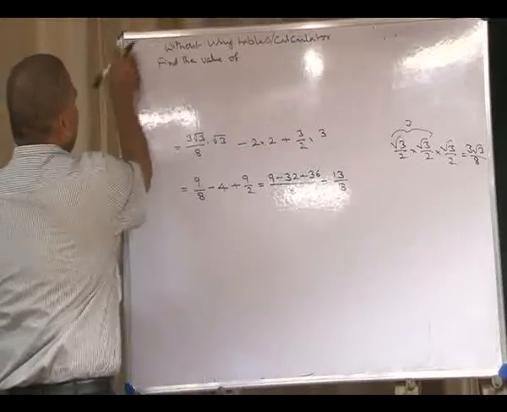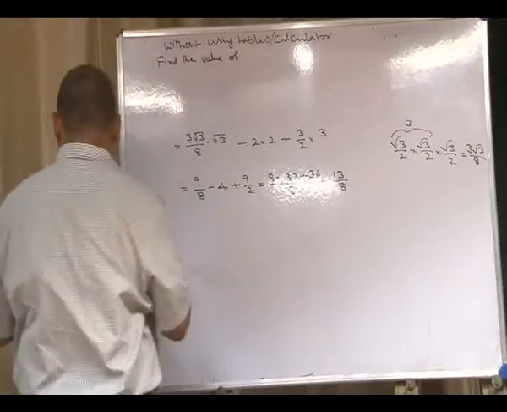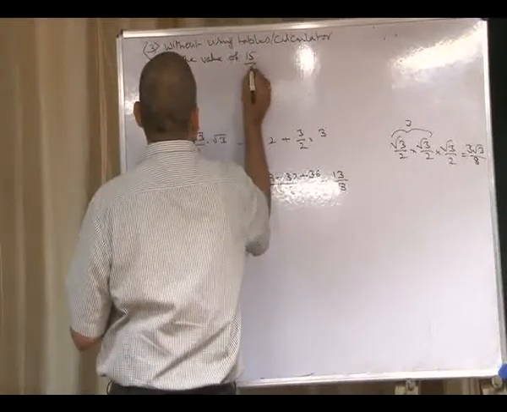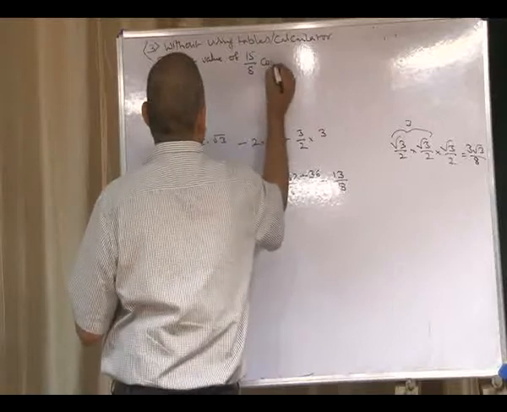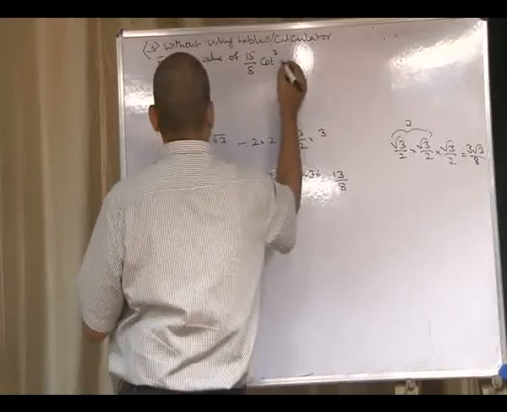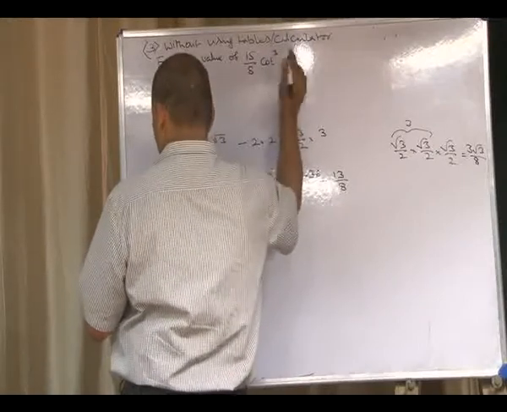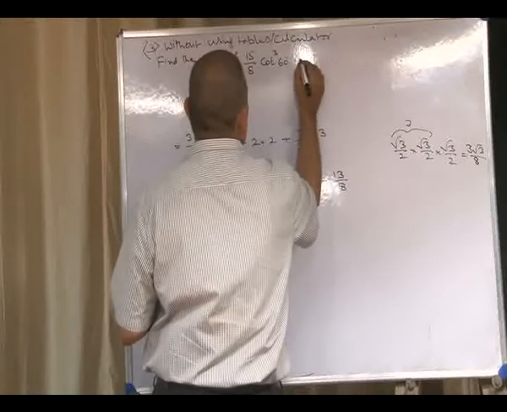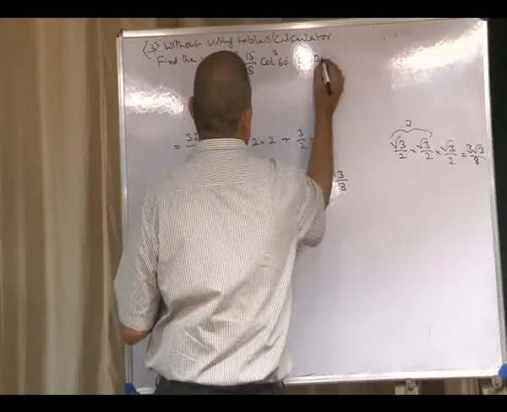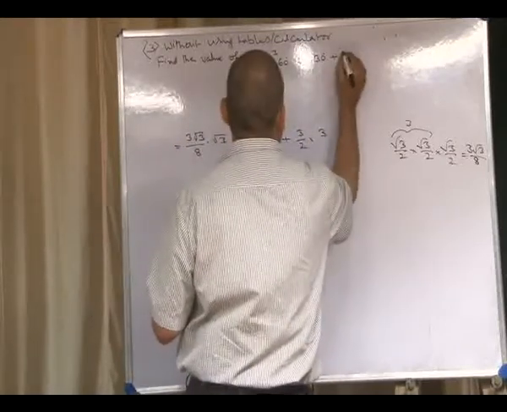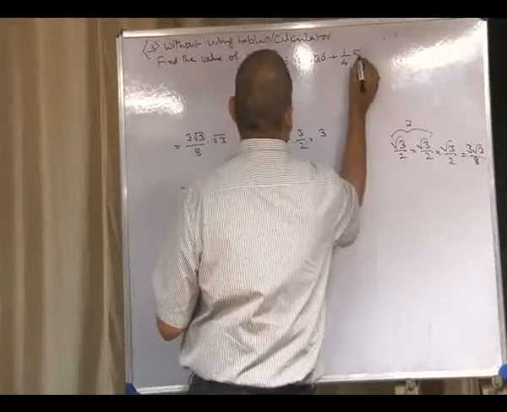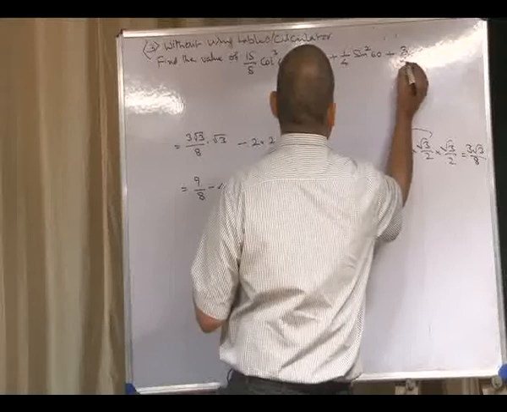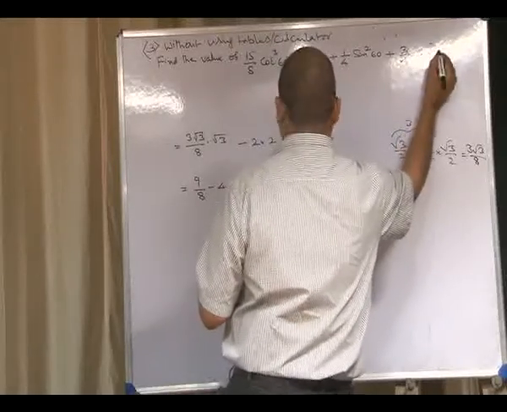Next, problem number 3. Find the value of 15 by 8 cot cube 60 degree into cos 30 degree plus 1 by 4 sin square 60 degree plus 3 by 4 cos square 60 degree.